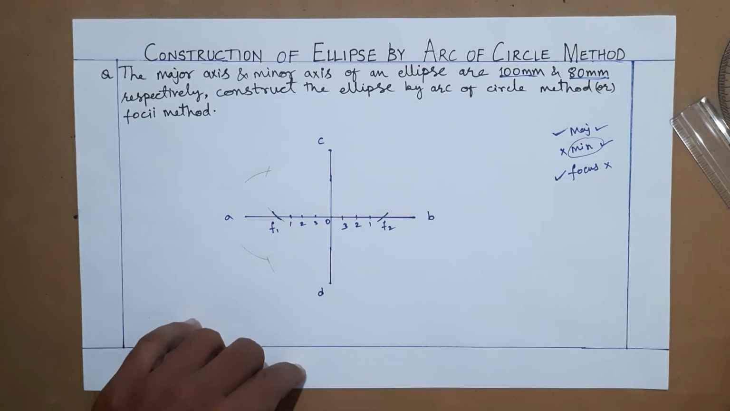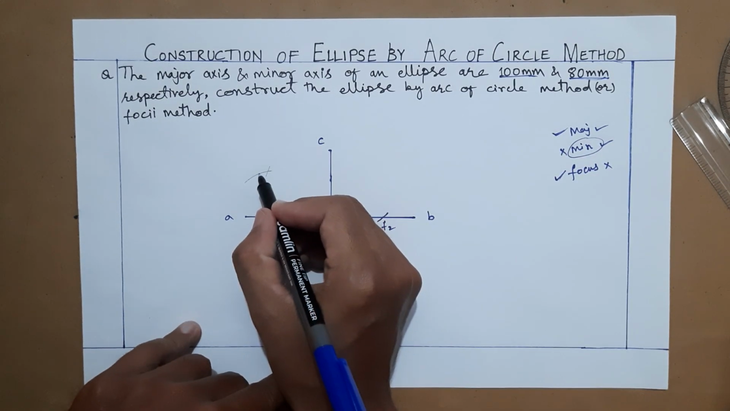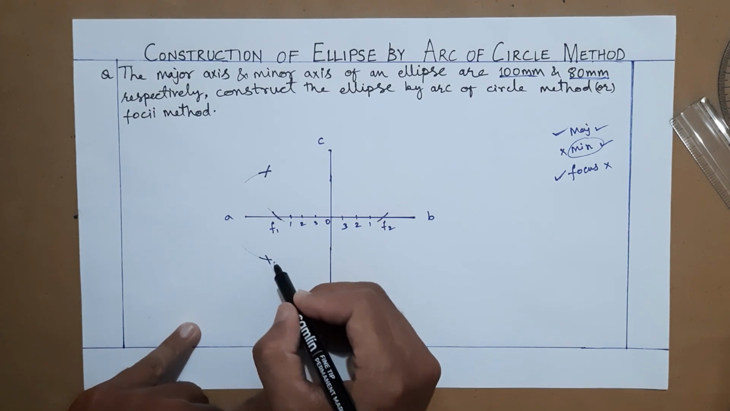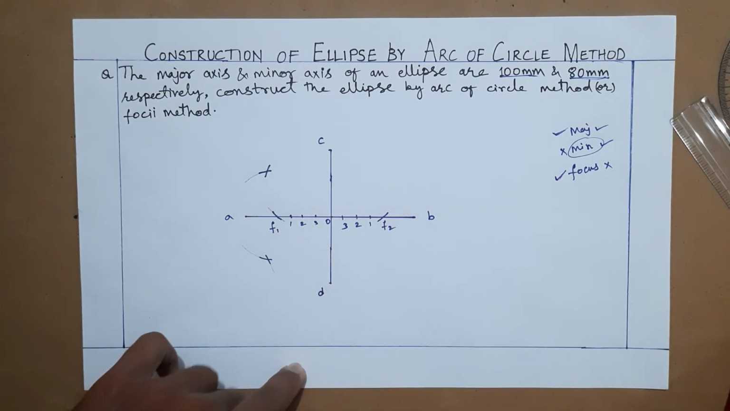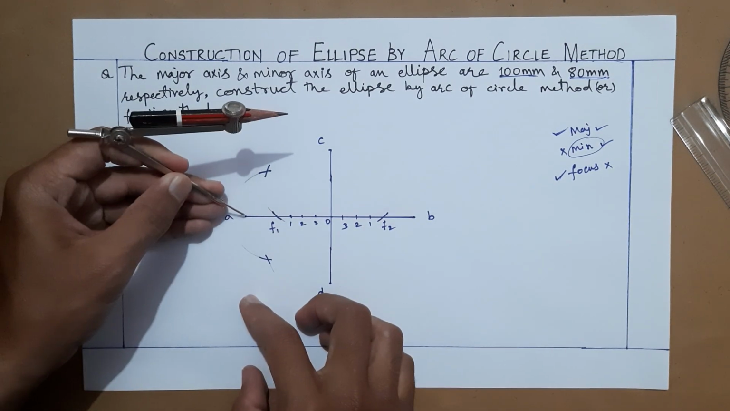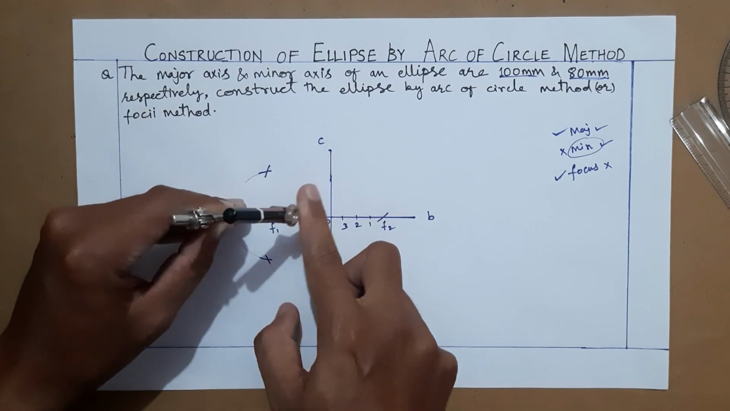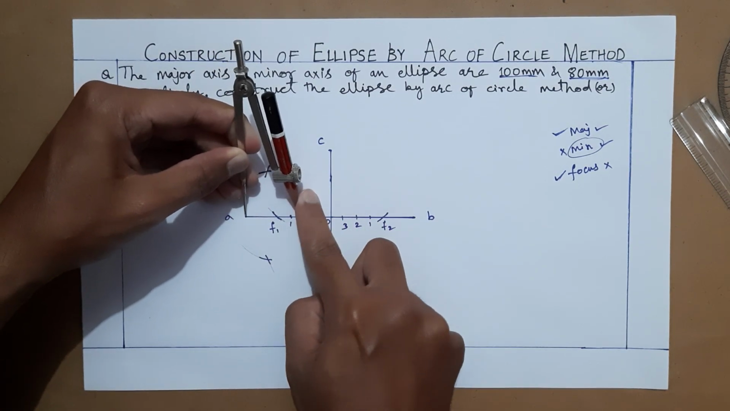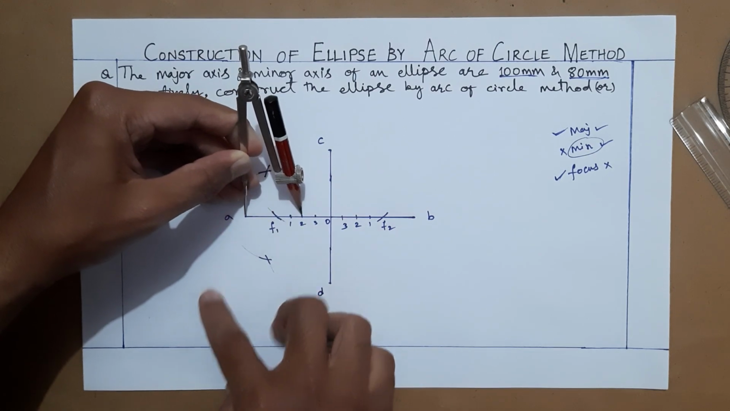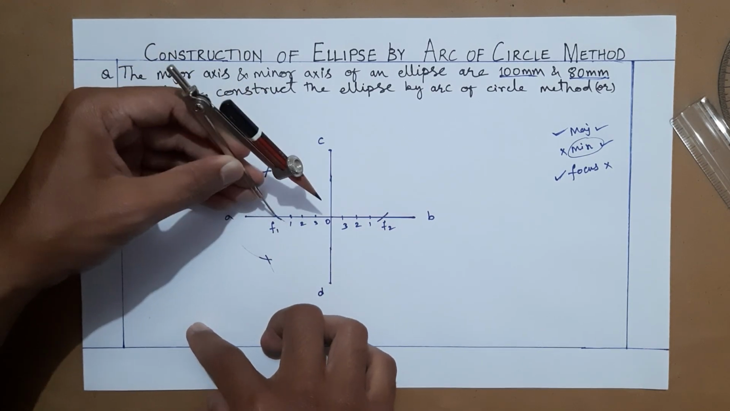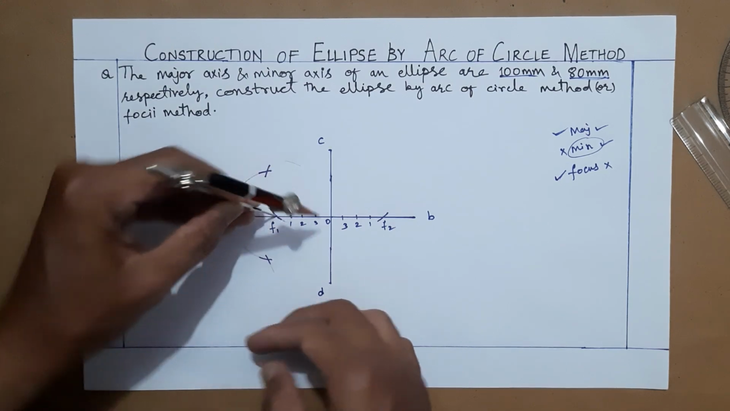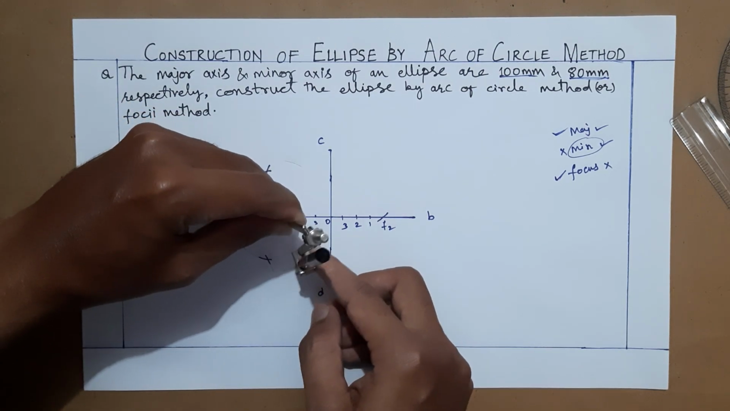Okay, so I'll just highlight this darkened one a little bit so that it will be easily visible. Now the same procedure you have to do. A as center, this point number 2 as radius, F1 as center, draw one arc here, another arc here.